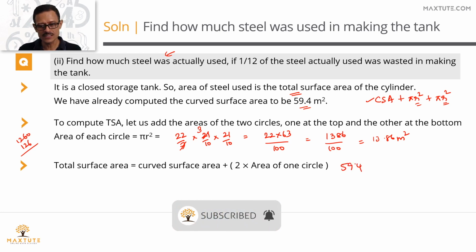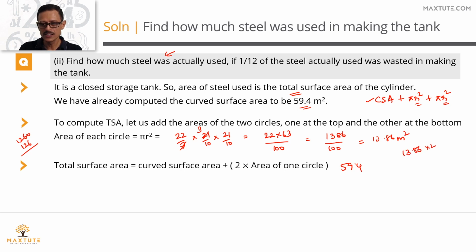13.86 is the area of one circle. So for two circles, it's going to be 13.86 into 2. 13 into 2 is 26. 0.86 into 2 is 1.72. So this number works out to 27.72. So this bit is 27.72.